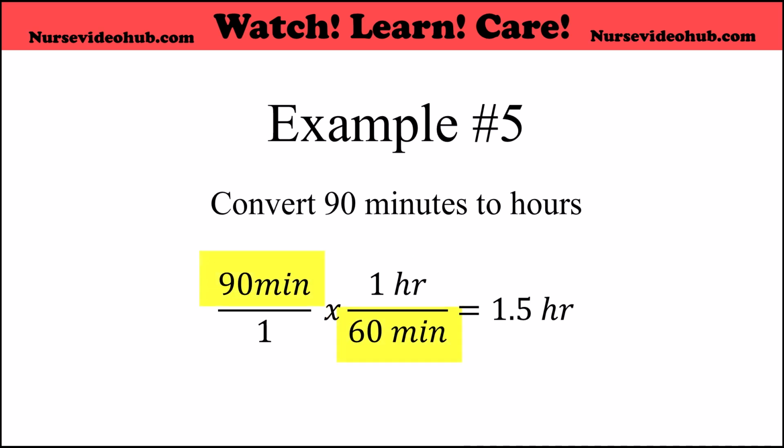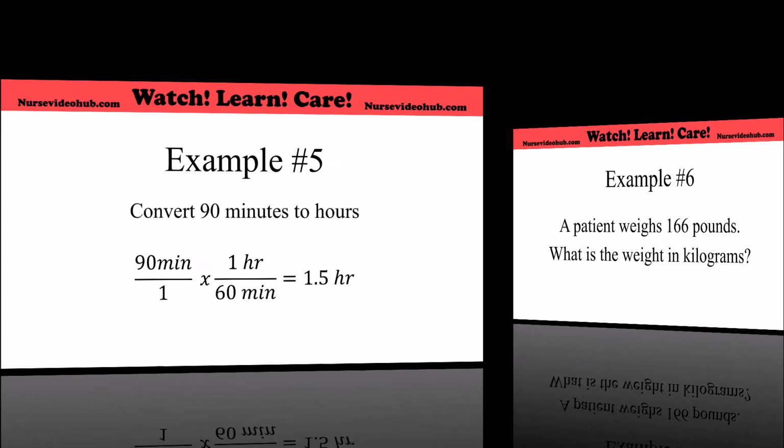90 divided by 60 equals 1.5 hours. The minutes canceled out. Check your answer by reversing the conversion. 1.5 hours times 60 minutes per hour equals 90 minutes.